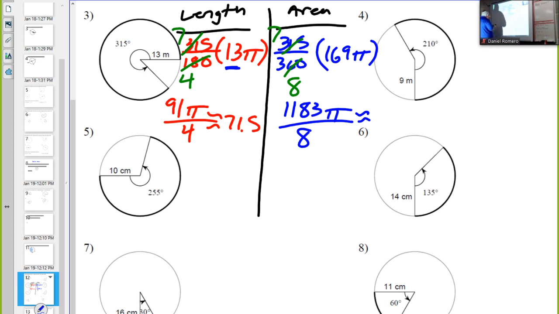1183 pi divided by 8 equals 464.6. What would the unit there be? These are meters, so this would be square meters.